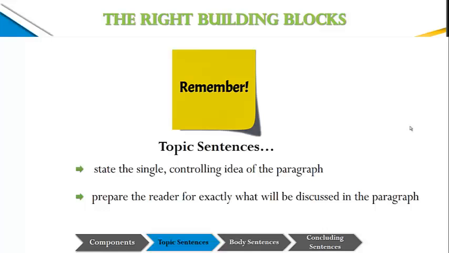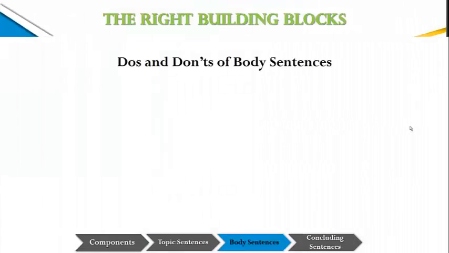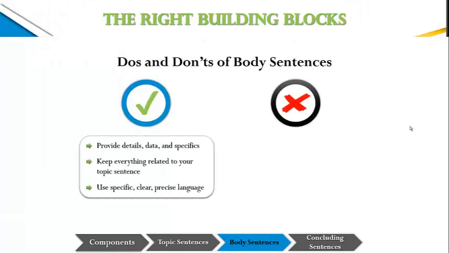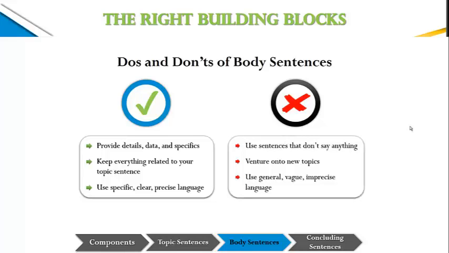Alright, great. Let's move on to some body sentences. So, some things to be aware of when you're writing your body sentences. Things that you do want to do: provide details, data, and specifics like we talked about before. Keep everything related to your topic sentence and use specific, clear, and precise language. The don'ts are obviously the opposite of all of these.